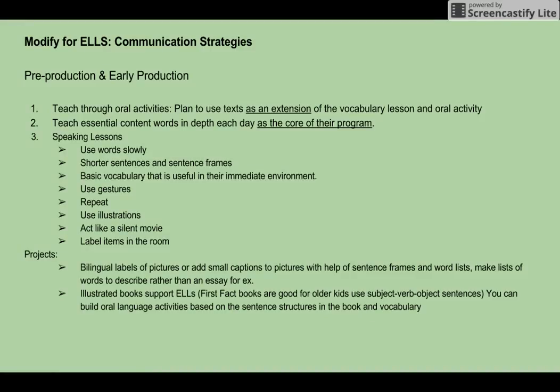Speaking lessons, we're reminded of speaking with someone. If you've had the experience speaking with someone who's learning English, it's very natural to slow down your speech and shorten and simplify it using more basic vocabulary and gestures, repetition, and as much as possible using illustrations.